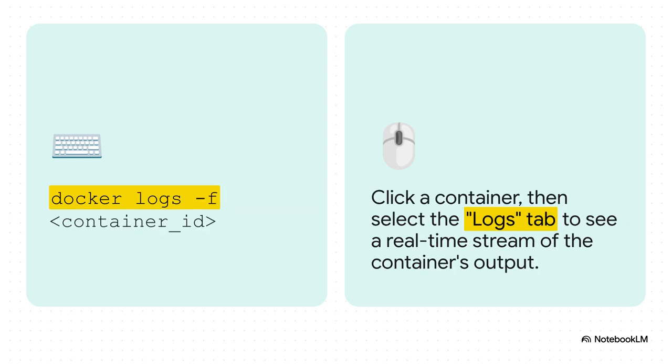Need to know what your app is actually doing? docker logs is the command for that. And here's a little pro tip for you. That -f flag means follow. It gives you a live, scrolling stream of the logs as they happen, which is absolutely critical when you're trying to debug something. In the app, it's just a simple click on the Logs tab.